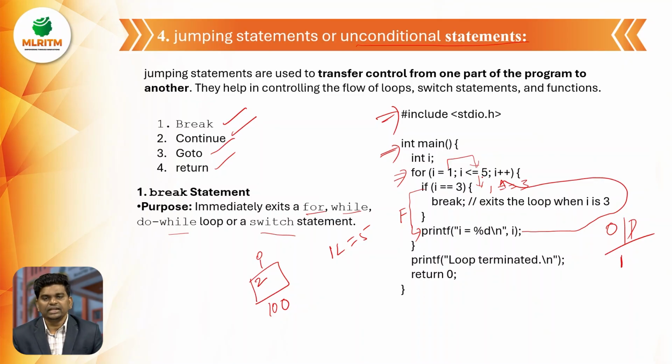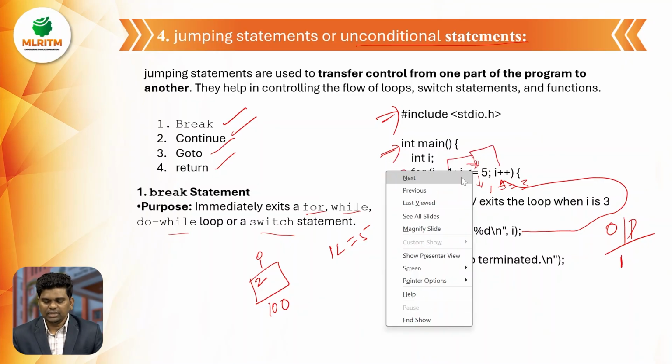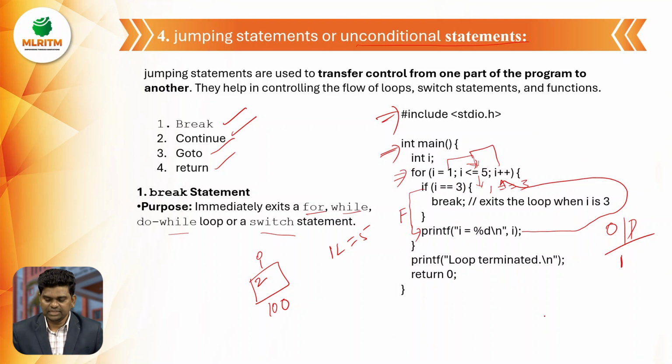Then test the condition after modification. So how does a for loop work? After modification, it goes to the condition part again. What is the condition? I less than or equal to 5. What is the current value of I? 2. So 2 less than or equal to 5. Is this true? Yes, the condition is true, so it enters into the body.